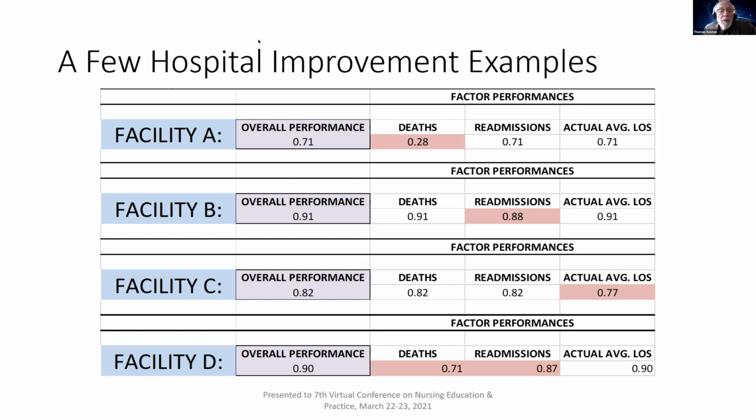And then facility D is kind of interesting, because if we just look at the overall performance score, it looks good, 90%. And we see that applies to the average length of stay and almost applies to the readmissions, 87%. But when we look at its death performance, it's only 71%.